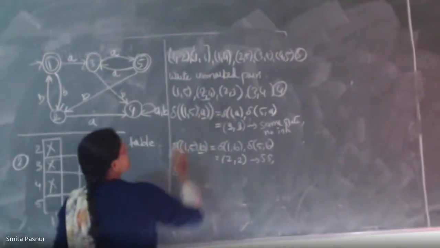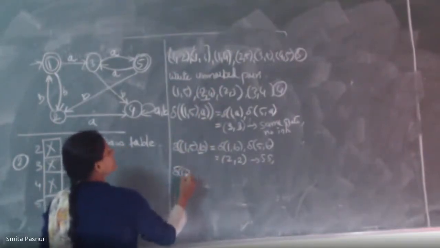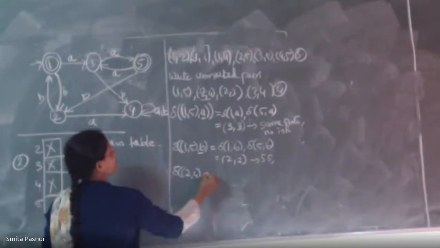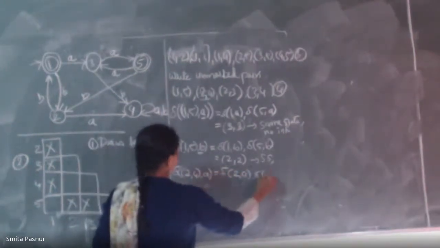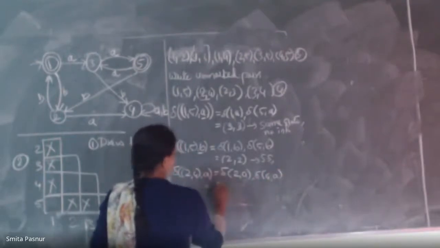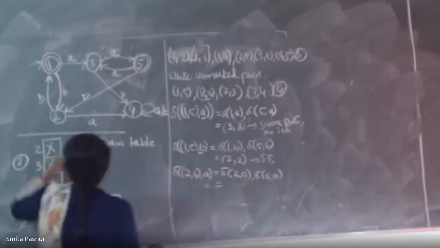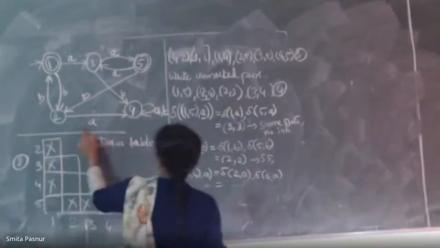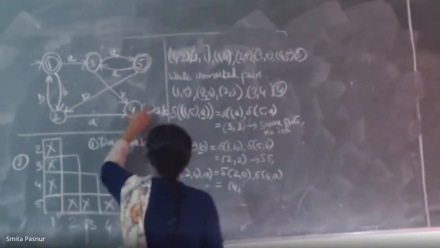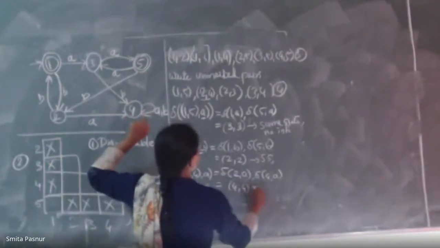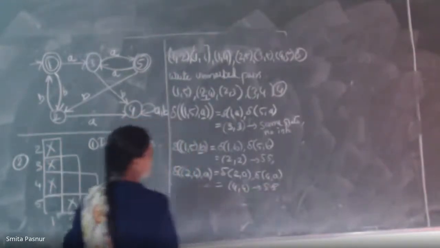Then you go for 2 comma 4. Next state is what? 2 comma 4 on A. So it is transition 2 on A and 4 on A. So what is 2 on A? You can see 2 on A is going to 4. And what is 4 on A? 4 on A is going to 4 itself. So again here you got the same state.